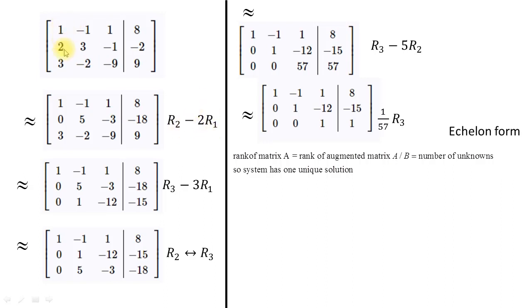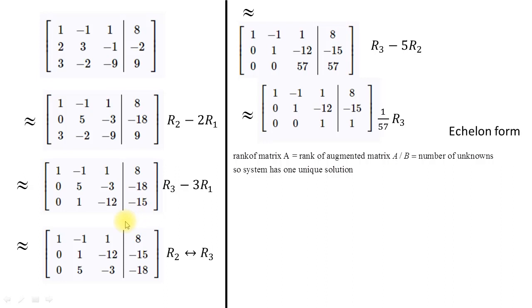2 under 2, and 2 minus 2 is 0. 2 under 2, 3 minus 2 is equal to 5. 2 under 2, minus 1 minus 2 is minus 3. 2 times 16, minus 2 minus 16 is equal to minus 18. Now 3 times R1 subtracted from R3. 3 times 1 is 3, and 3 minus 3 is equal to 0. 3 times 1 is 3, minus 2 minus 3 plus 3 is equal to 1, and 3 times minus 3 is minus 9, minus 3 minus 12. And 3 times 8 is 24, 9 minus 24 is equal to minus 15.